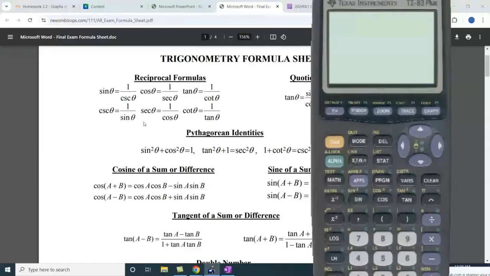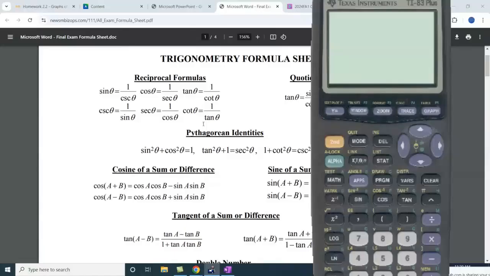And when you graph, if you're graphing a cosecant function, you must put that cosecant in as 1 divided by the sine. The secant is 1 divided by the cosine, and the cotangent is 1 divided by the tangent.